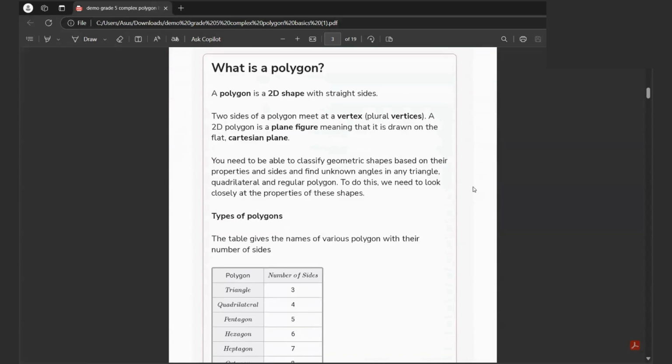Okay. Have you learned how to draw these polygons on graph paper? That means on a Cartesian plane. Yes. Okay, you know that thing. Very good.